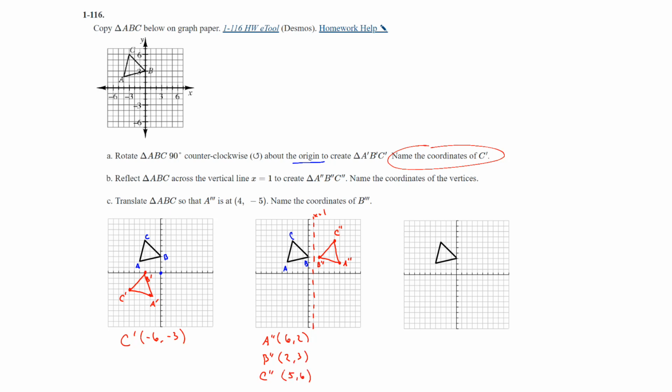All right, on to part C. Translate triangle ABC so that A triple prime is at 4, negative 5. Name the coordinates of B triple prime. So we have A, B, C, and A triple prime here is going to be at 4, negative 5. So 1, 2, 3, 4, negative 5 right here. And so we want to see what B triple prime would be at. On this one, it doesn't say what translation.